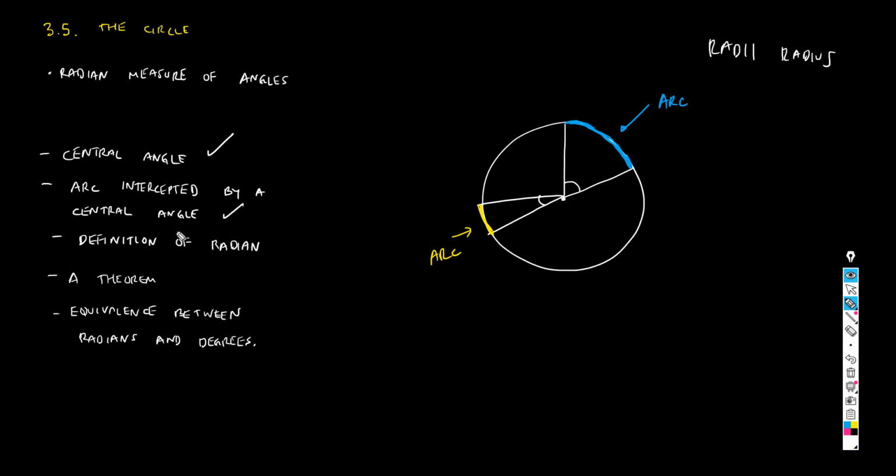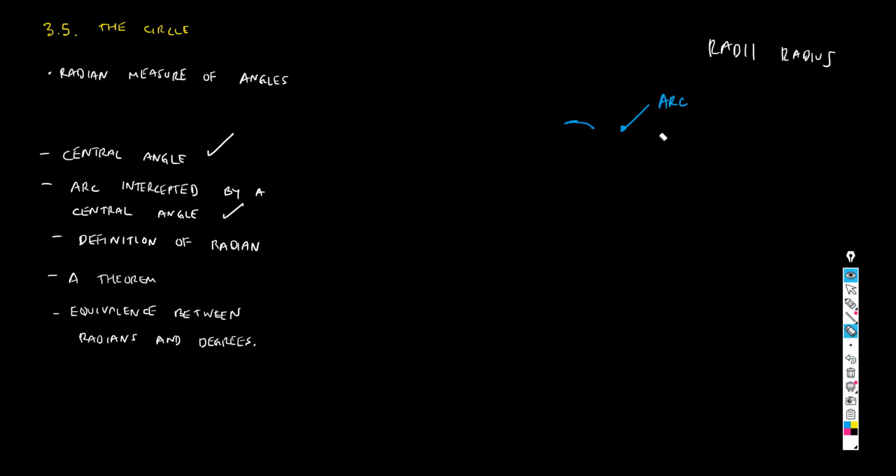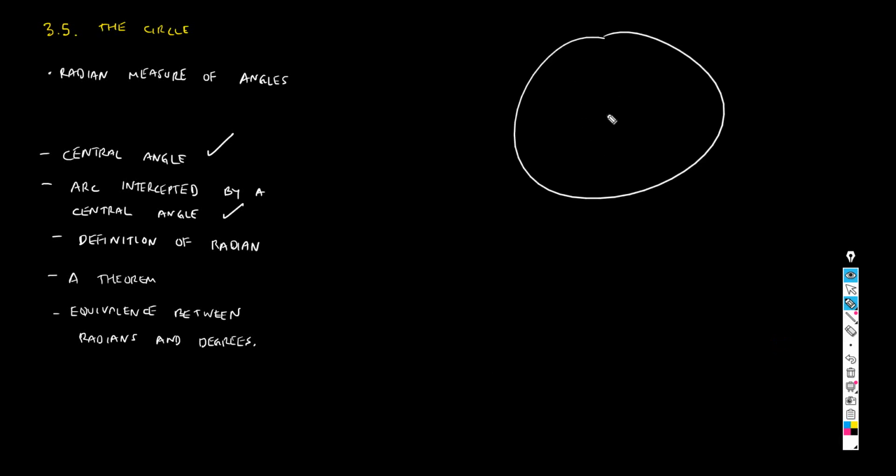Now, the third concept, the core of this lesson: the definition of the radian. So what is a radian, guys? A radian, like I said before, is a unit to measure angles, just like the degree. And how does it work? If we know that the degree is basically dividing the circle into 360 parts, and then one of those parts is 1 degree, then how does the radian work? Well, the radian works in this way.